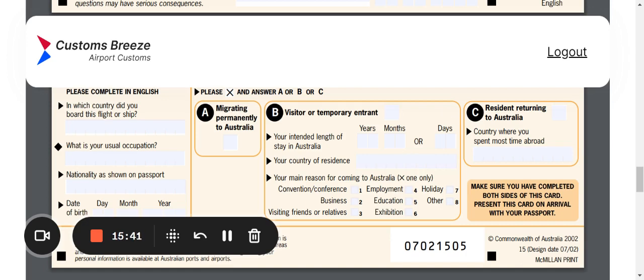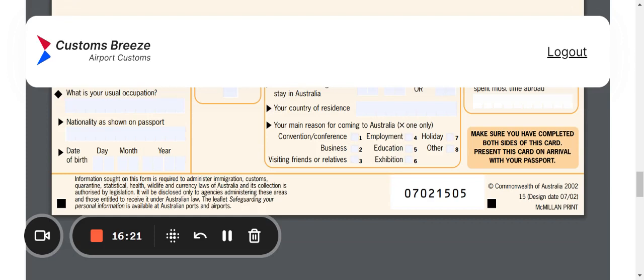Okay, now we're going into C. And C is asking you, resident returning to Australia. If you are a resident, someone who lives in Australia, and you are returning there from whatever other country that you were at for whatever reason, this is the section that you fill out. You put an X in that box. And then here, you make sure that you fill out the country where you had spent the most time before your return to Australia. So that's important.